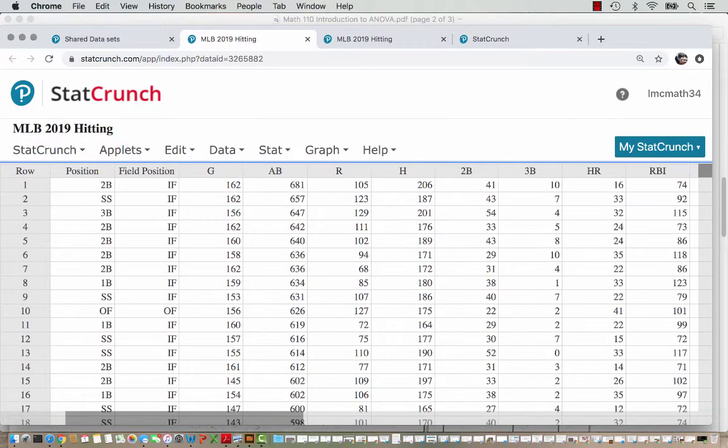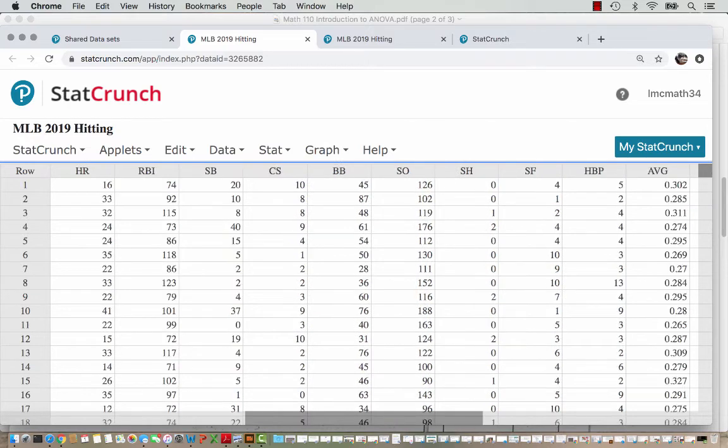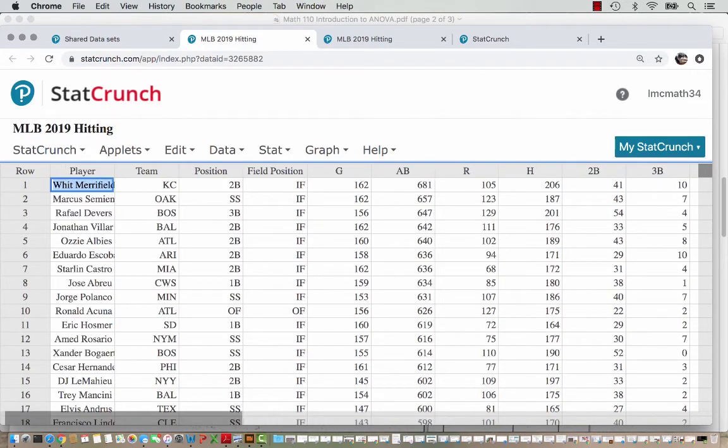And then you can scroll over and see home runs, runs batted in, and I'll let you investigate these other common baseball statistics. You can Google them if they are not known to you and have some fun looking that data up.